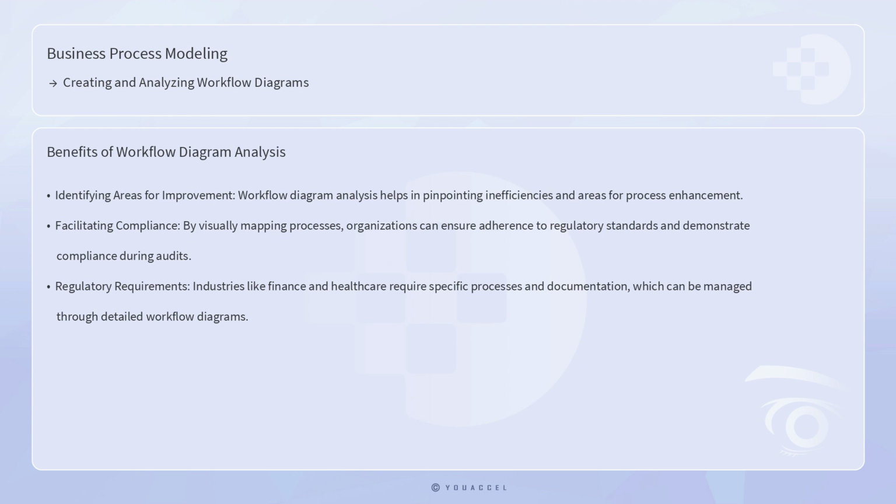In addition to identifying areas for improvement, workflow diagram analysis can also facilitate compliance with regulatory requirements. Many industries, such as finance and healthcare, are subject to stringent regulations that mandate specific processes and documentation. By visually mapping out these processes, organizations can ensure that they adhere to regulatory standards and can easily demonstrate compliance during audits.